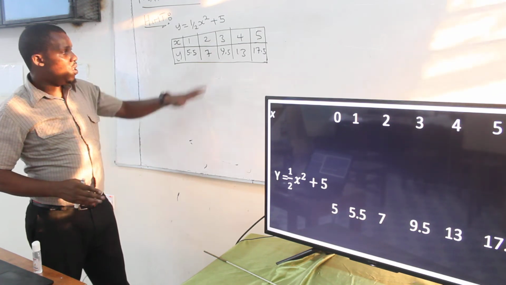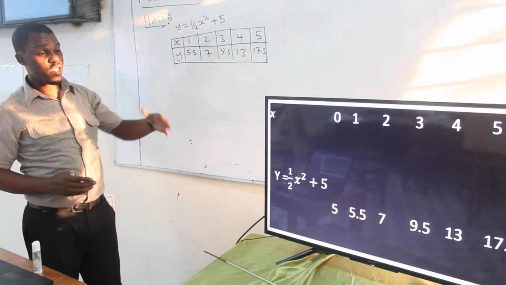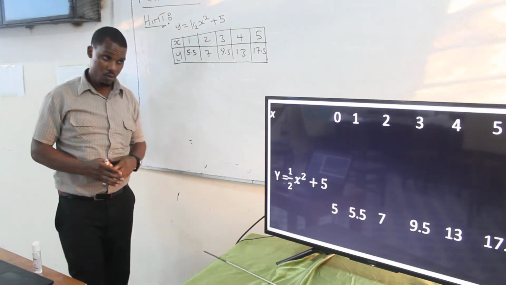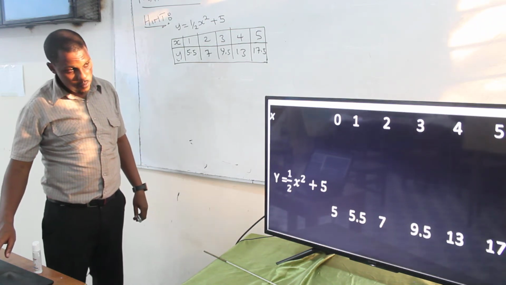Point to mark. If this table, if these values are not substituted correctly, then at the end of the day there is no way you can score in your question. So I advise you to be very keen in getting the table first of all.